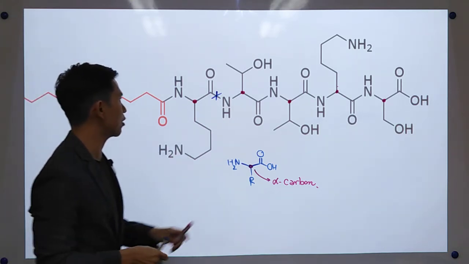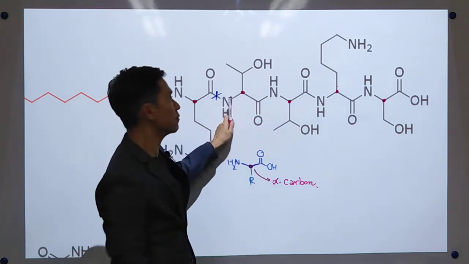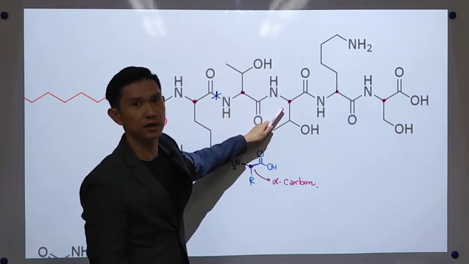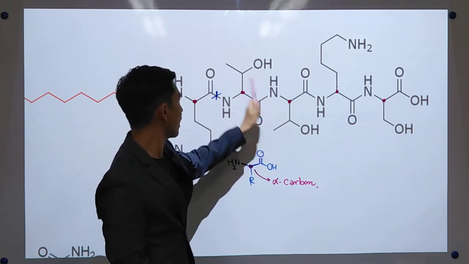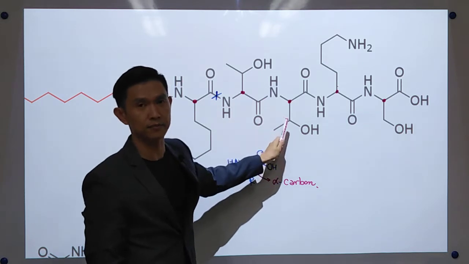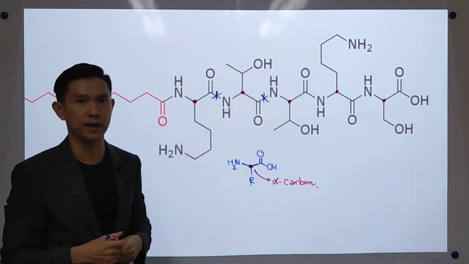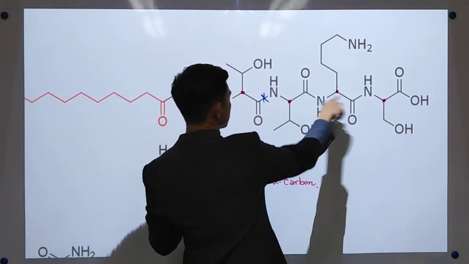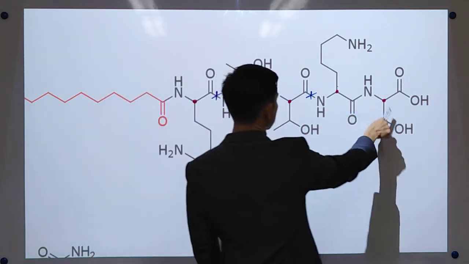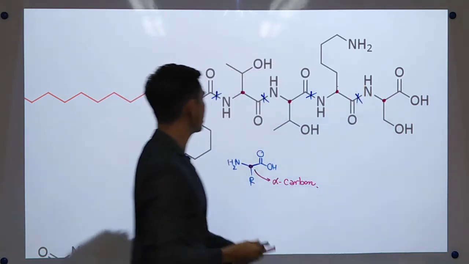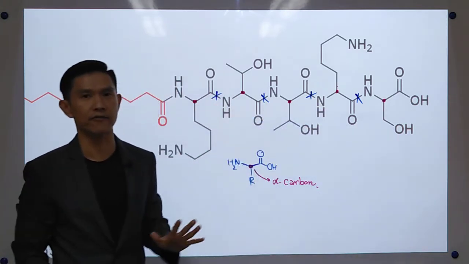Now, the second peptide bond, you can find it in between 2 dots, right? Because this is the alpha carbon of the second and third amino acid. So in between, we have this one, which is the amide bond. The amide bond that links 2 alpha carbons together is the peptide bond. Next, between 2 dots, you have a peptide bond. Between 2 more dots, you have a peptide bond. So, in summary, you have 1, 2, 3, 4 peptide bonds and 5 amino acids.